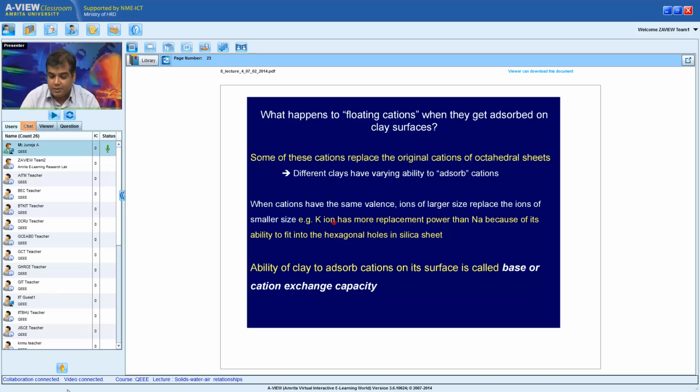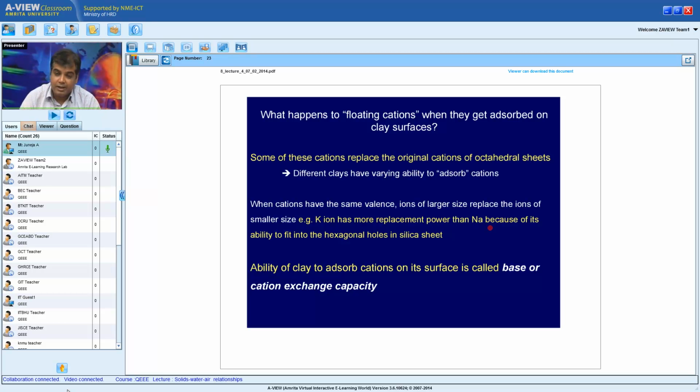Now the cations which are attracted have a tendency to replace the existing cations in the clay. For example, if there is sodium present in the clay mineral, I can replace it by potassium. So if potassium comes in, it replaces the sodium.